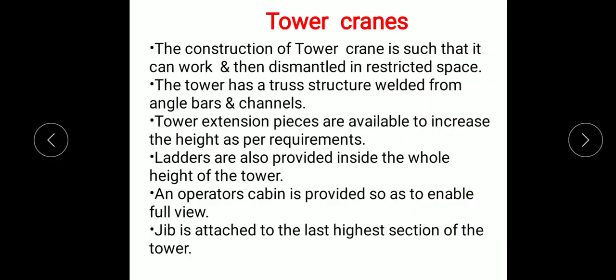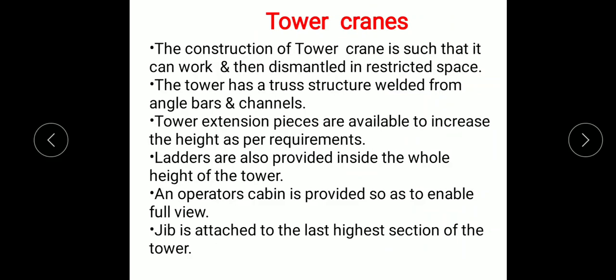The next type of crane is the tower crane. Tower cranes are required to be erected and dismantled at the particular location. The construction of the tower crane is such that it can work, and then be dismantled, in restricted space. Means we have to take the tower crane to the required location, attach all its parts to each other, and after completion of its work, we have to dismantle or separate all the parts.